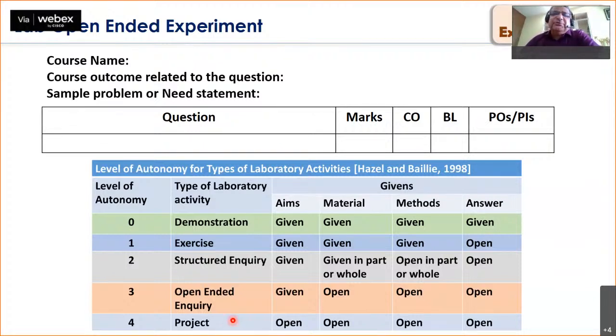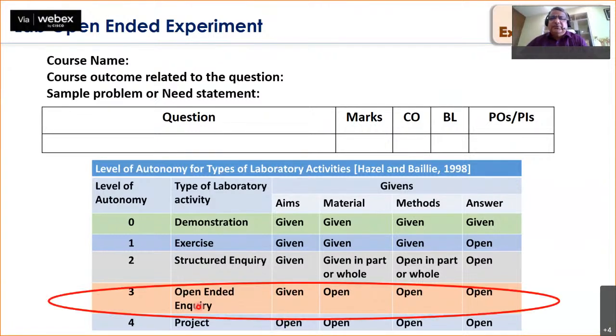So a PhD person or scientist will himself decide the problem statement. He will himself set up the experiment setup. He will decide the procedure himself and come out with the results. So this is about open-ended experiment. If you are able to take the student up to this level, then definitely the student learning in the laboratory will be better.